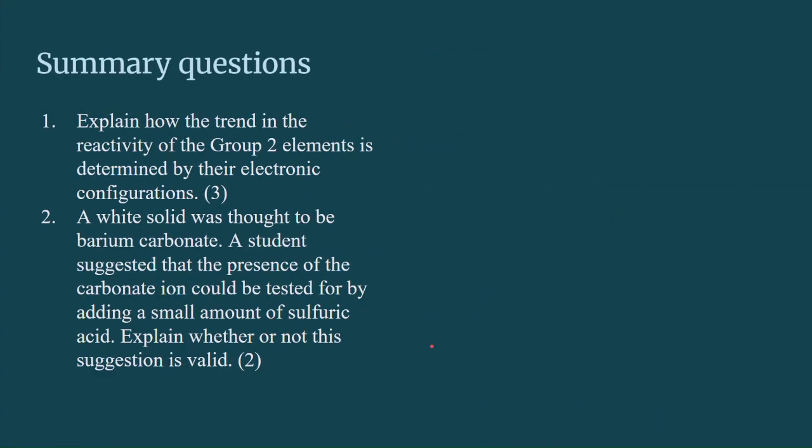The summary questions. These are all past paper questions, by the way. 1. Explain how the trend in reactivity of group 2 elements is determined by their electronic configurations. That's 3 marks. And 2. A white solid was thought to be barium carbonate. Students suggested the presence of the carbonate ion could be tested for by adding a small amount of sulfuric acid. Explain whether or not the suggestion is valid. That's 2 marks.